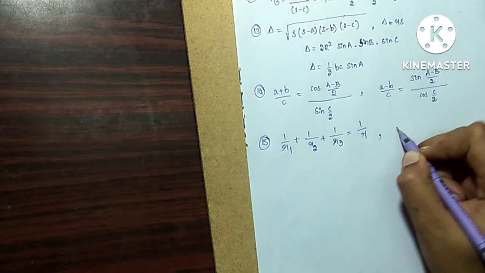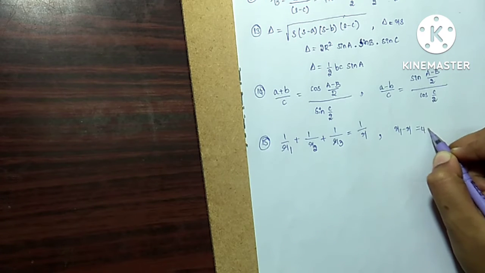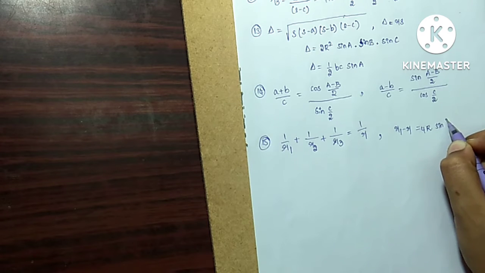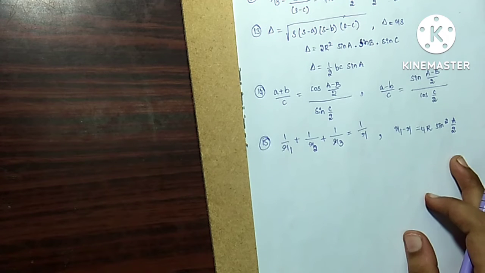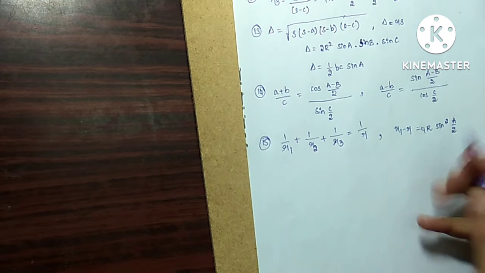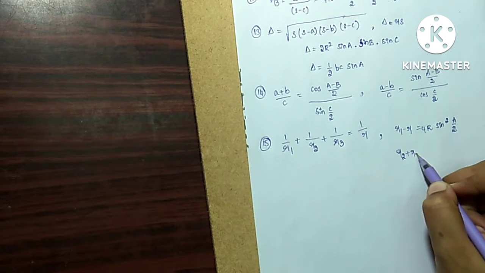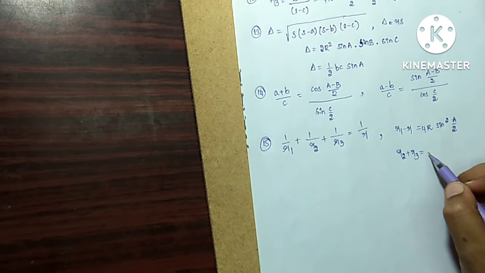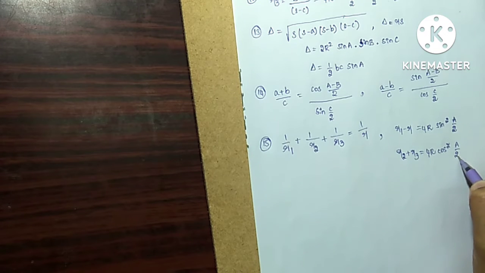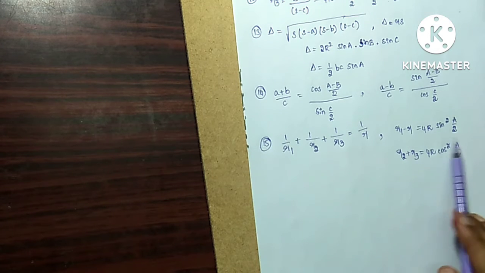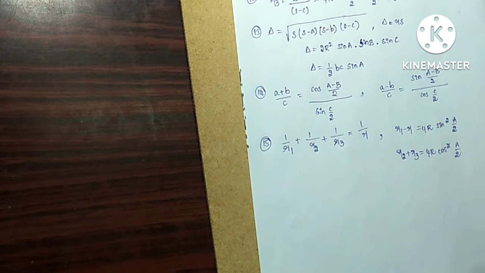Then another formula is r1 minus r is equal to 4R sine square A by 2. Then another formula is r2 plus r3 is equal to 4R cos square A by 2. So r1 minus r is 4R sine square A by 2, and r2 plus r3 is 4R cos square A by 2.